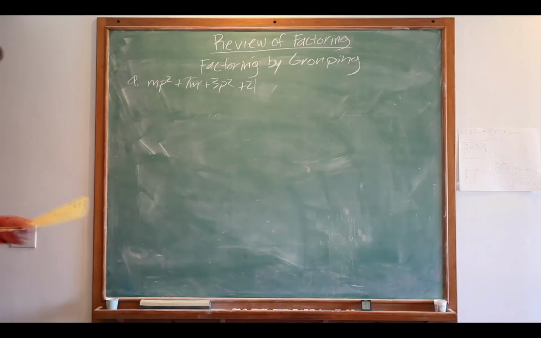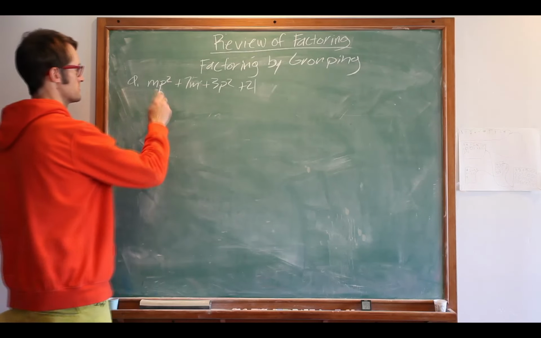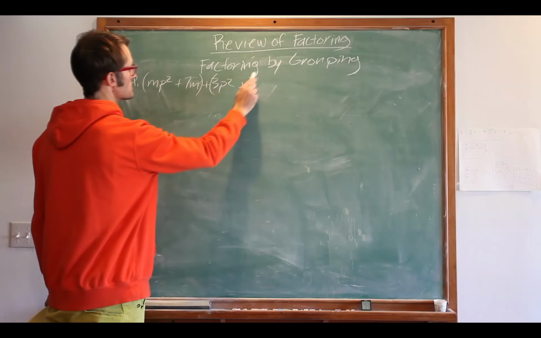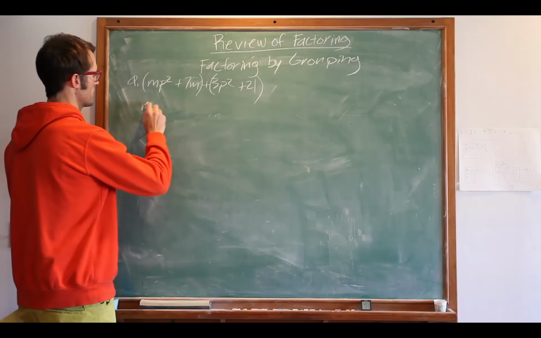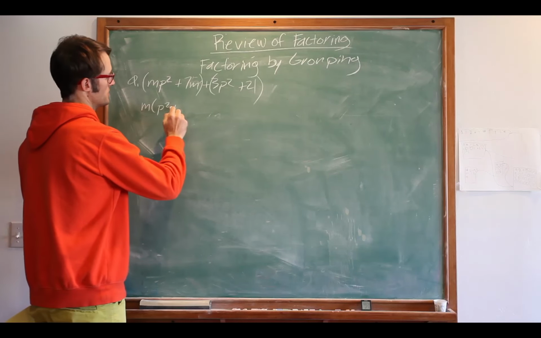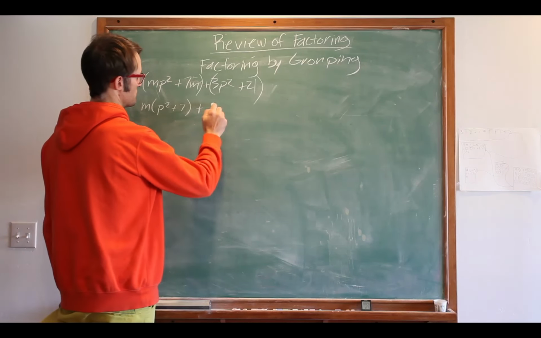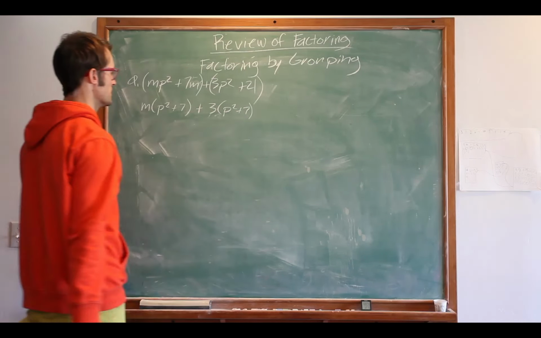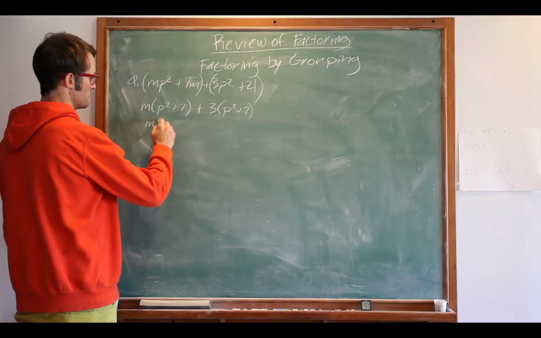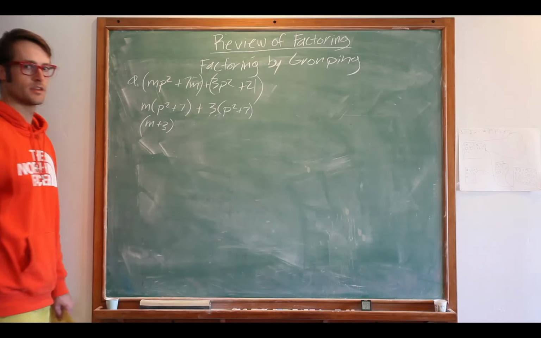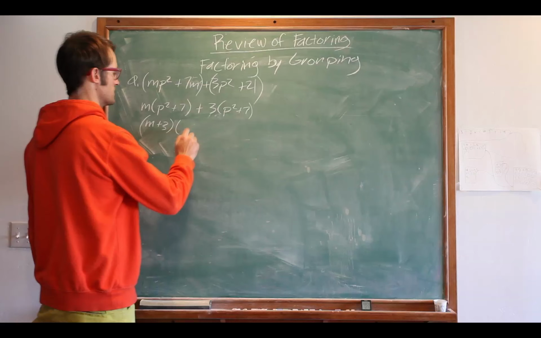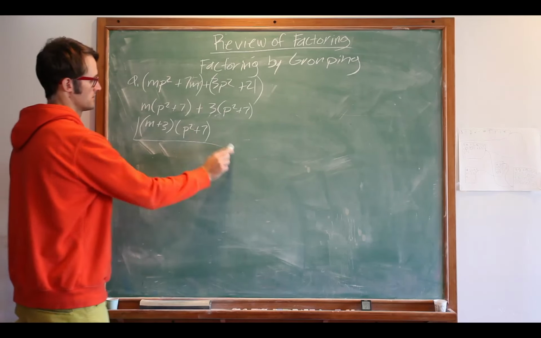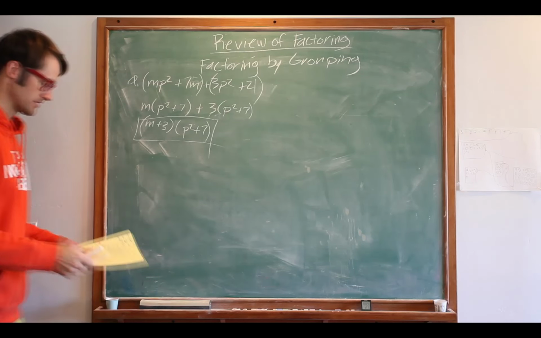Loving it. Okay, so let's see. Let's just start off the exact same way. I'm going to draw it on here though. So parentheses. Here, pull out the m, p squared plus 7, plus pull out the 3, p squared plus 7. Oh, that's very nice. And then you can do m plus 3 times p squared plus 7. There's your answer on factoring by grouping.